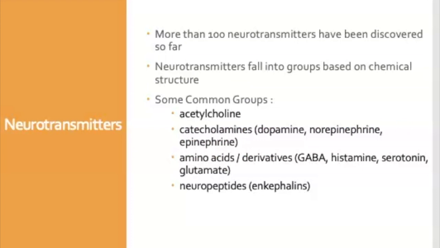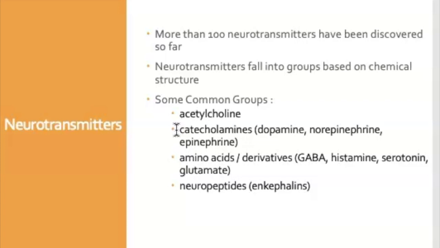More than 100 different kinds of neurotransmitters have been discovered so far. And believe it or not, we are finding new neurotransmitters all the time. We break neurotransmitters down into different groups based on their structural chemistry. So again, we know acetylcholine is sort of its own unique neurotransmitter. We know catecholamines include dopamine, norepinephrine, and epinephrine.